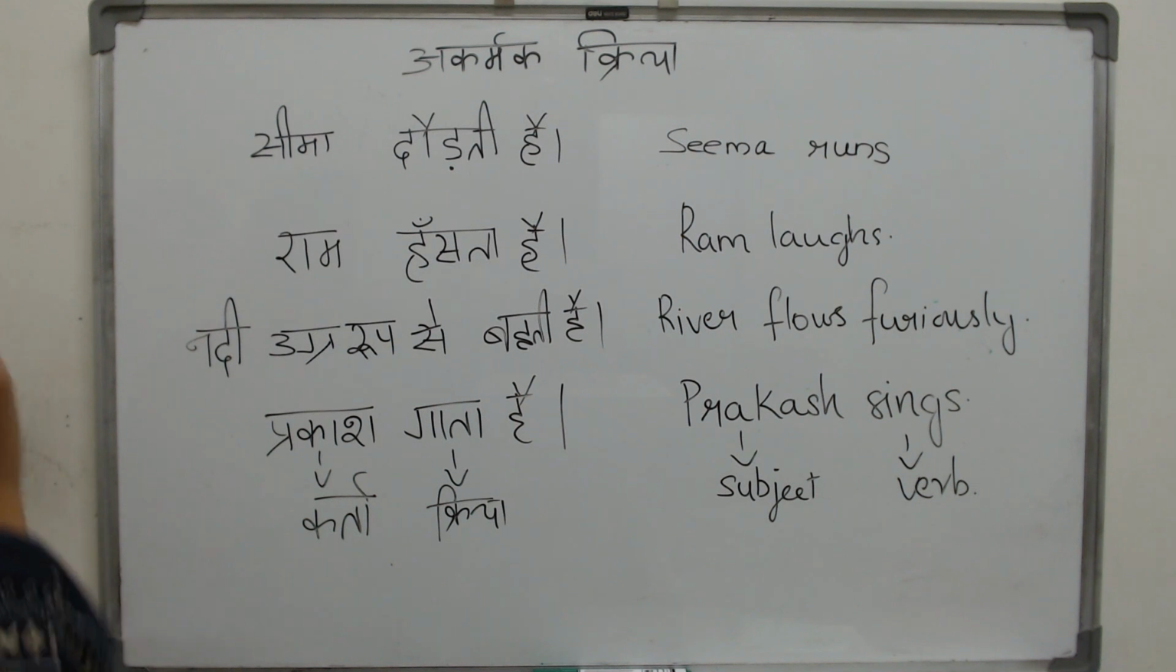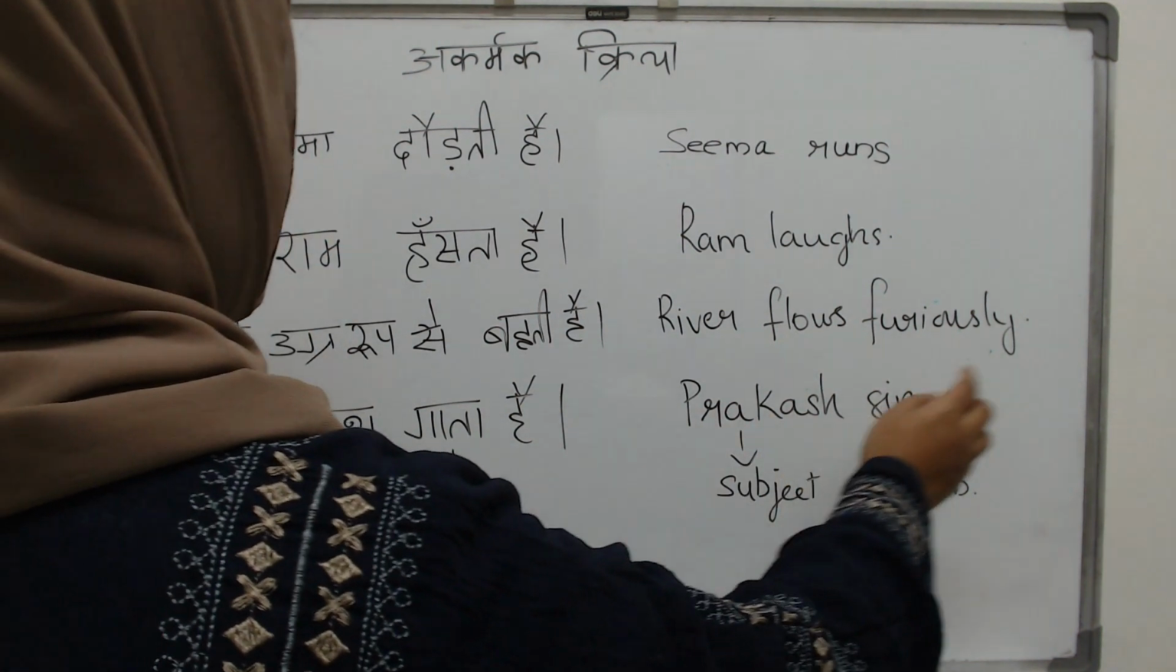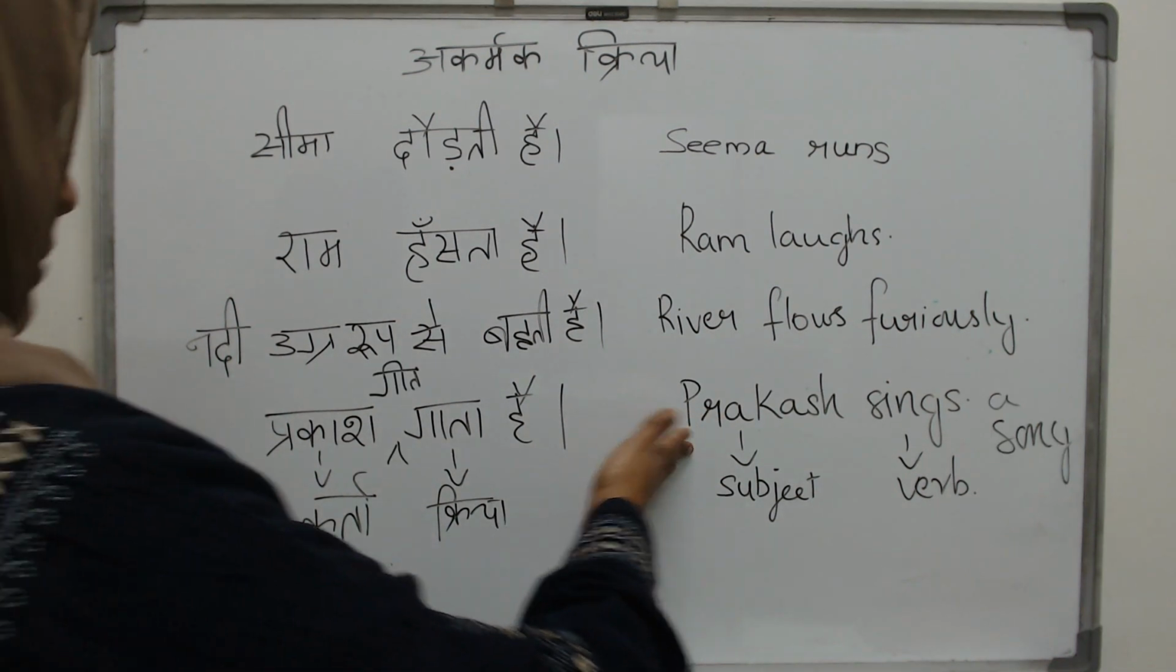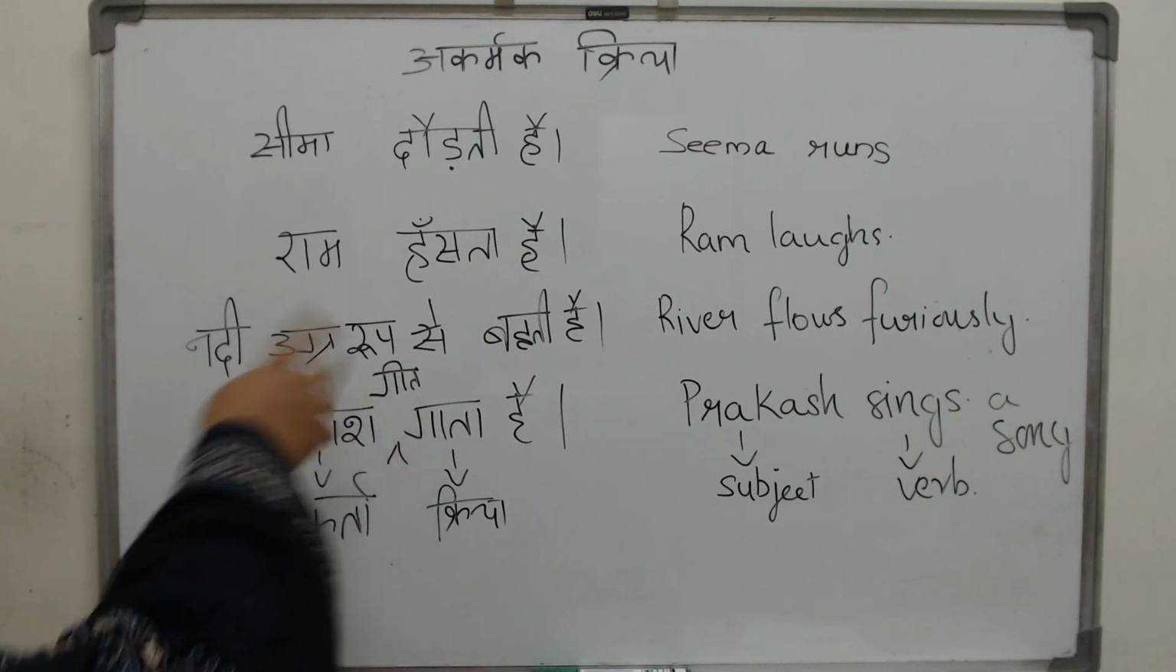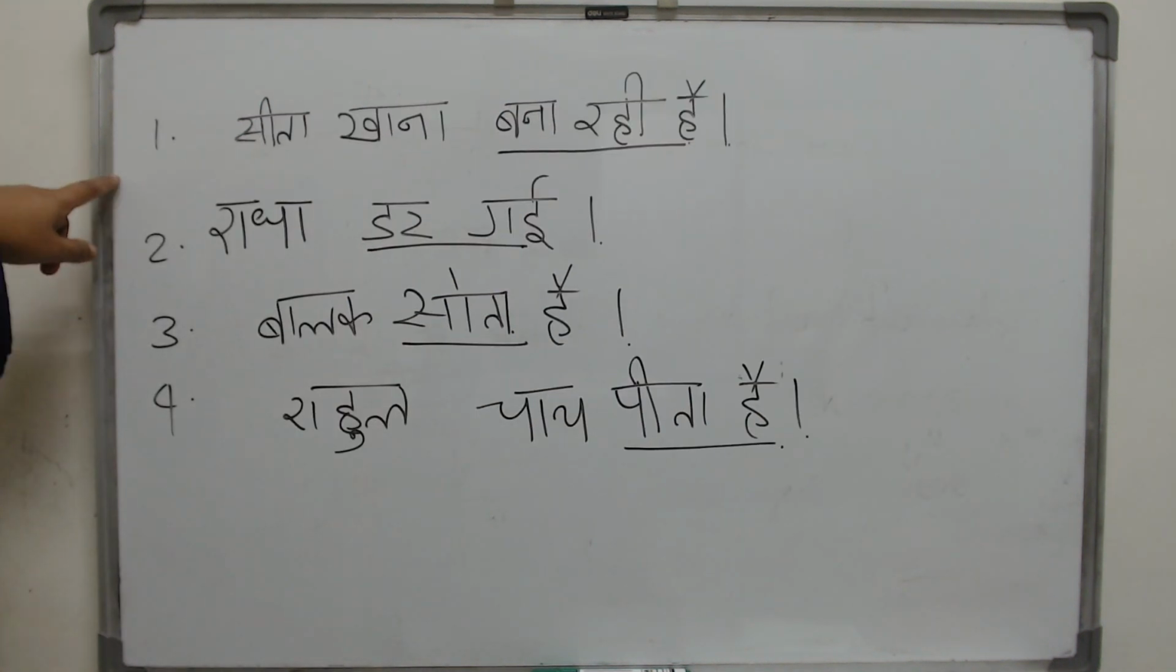Now read these four sentences carefully and tell me, is there any sentence to which I can add something, add an object and make it into a sakarmak kriya? Tell me, look at these. What about Prakash sings a song? Sings what? A song. क्या गाता है? गीत गाता है. Now identify the verbs in these sentences and tell me whether they are akarmak or sakarmak.